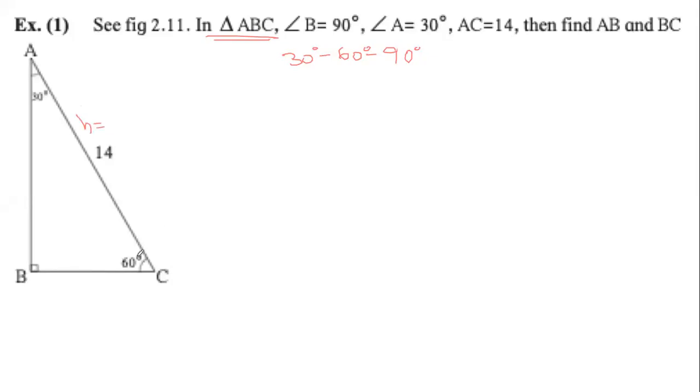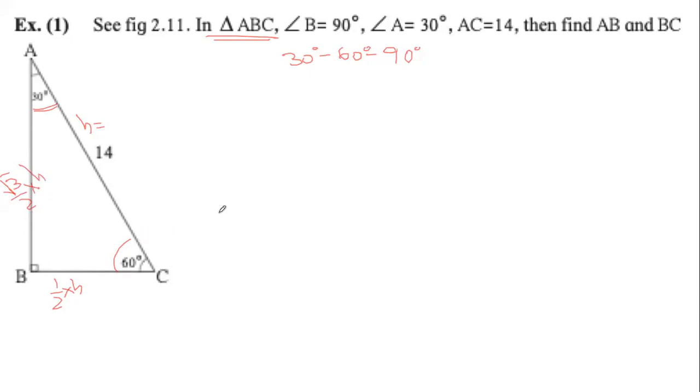What we have studied is that the side opposite to the 30-degree angle, which is BC, will be half of the hypotenuse. We have also studied the side opposite to the 60-degree angle. The 60-degree angle is here, and opposite to that the side is AB. This side will be √3/2 times the hypotenuse.